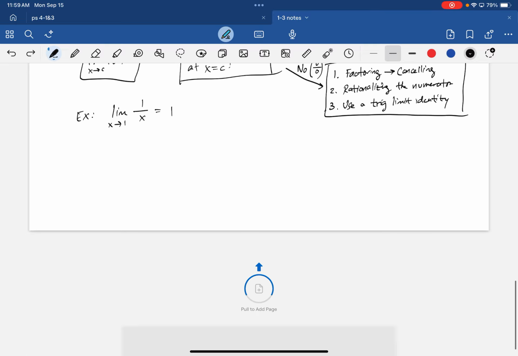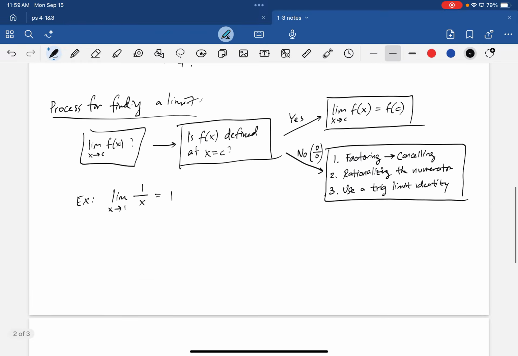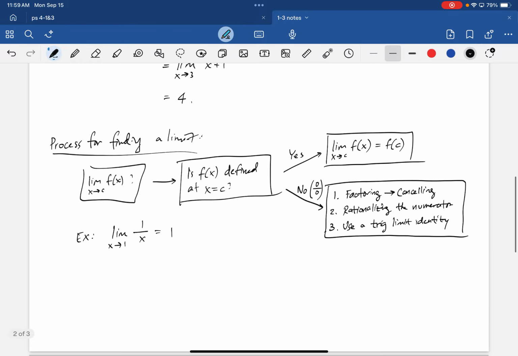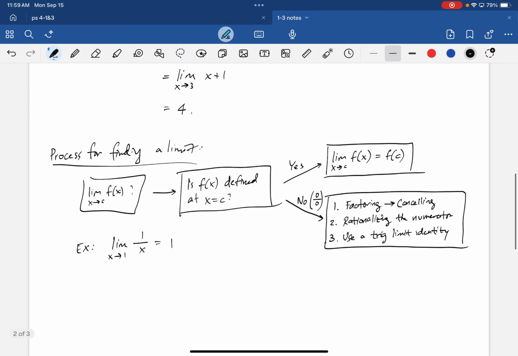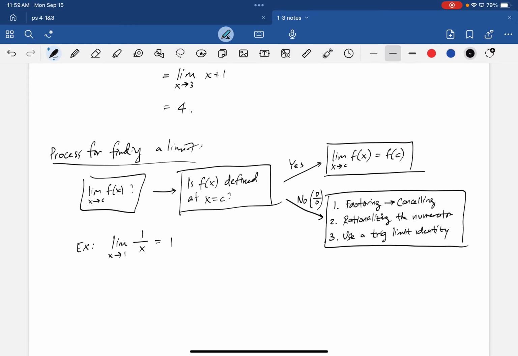Are we all good with this slide? Yes, we are. Can I take a photo? Sure. 3, 2, 1.